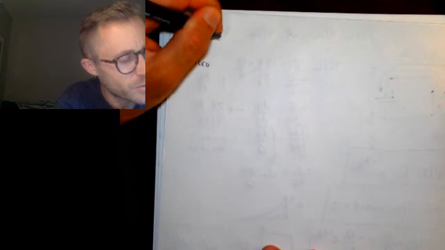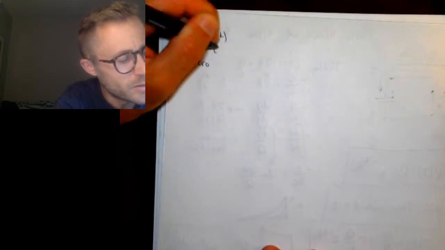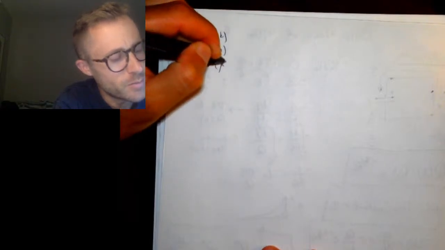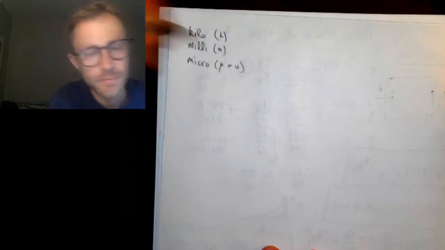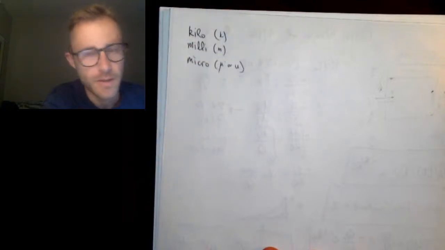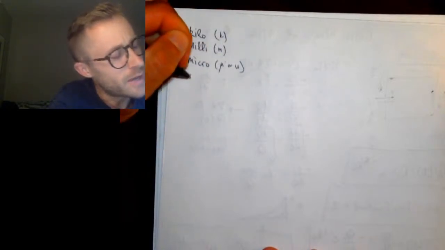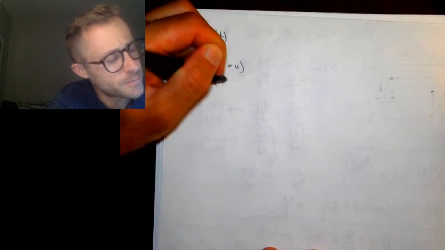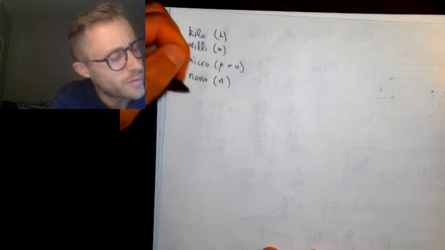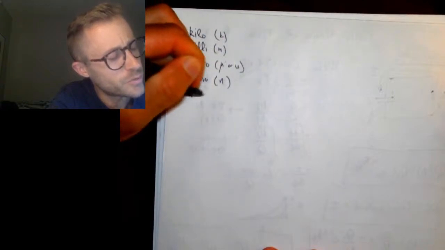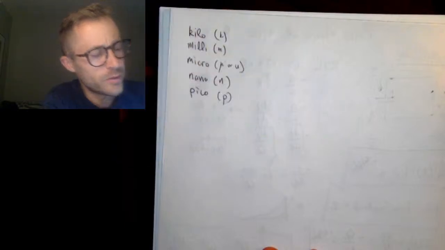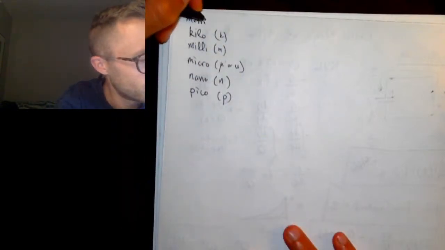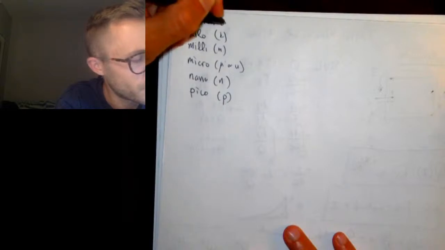So kilo is, of course, K. Milli is M. Micro is denoted by mu, or just a U if you can't do a mu. Nano, which is N, and pico, which is P. So these are all metric prefixes.